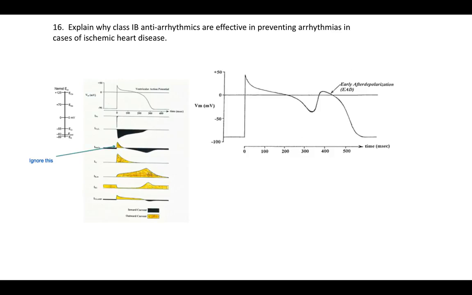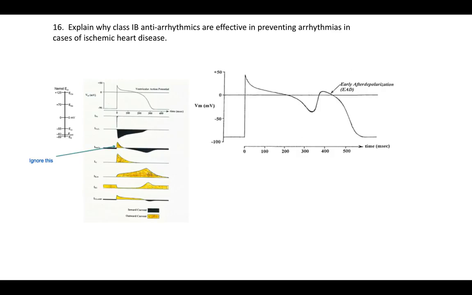Explain why class 1B antiarrhythmics are effective in preventing arrhythmias in cases of ischemic heart disease. Well, as I said, in ischemic heart disease, you tend to get these sodium channels that don't tend to want to inactivate, and that lengthens the plateau phase. So these class 1B antiarrhythmics, first of all, they tend to want to block the sodium channels more under conditions where oxygen is low. That is, when you have a low pH, things like that.